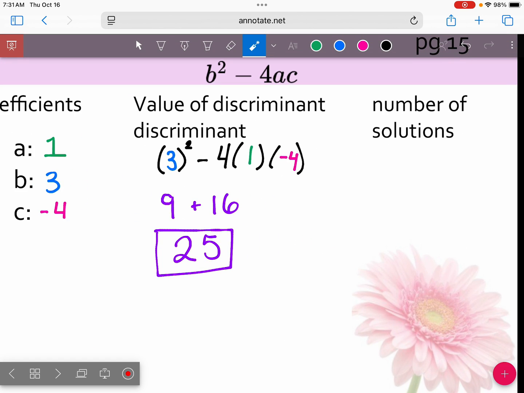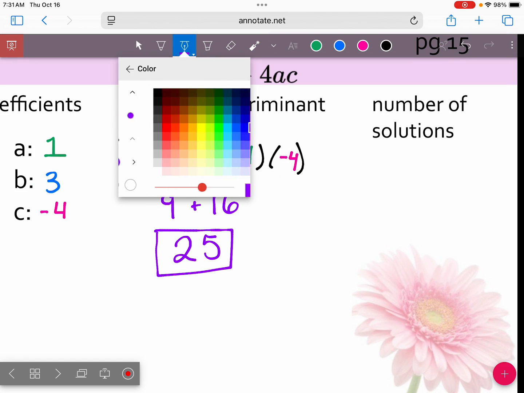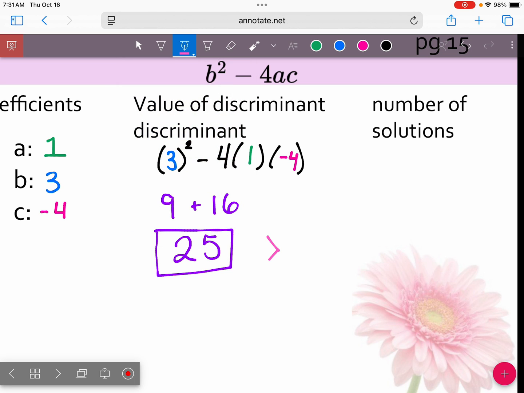So since this is positive, since it's greater than 0, we are going to have 2 real roots. You don't have to put the greater than 0 thing, but that's just how we know that. Because this is a positive number, this is bigger than 0, we know we're going to get 2 real roots.